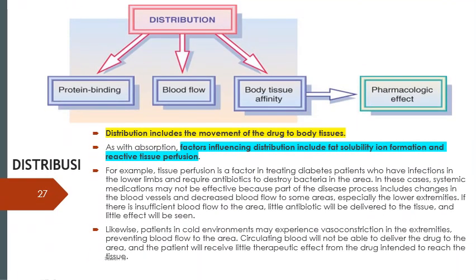Now let's talk about distribution. Distribution of drugs can depend on protein binding, blood flow, and also body tissue affinity. Then these all will cause the pharmacologic effect. It includes the movement of the drug to the body tissues. There are factors influencing distribution, including fat-soluble ion formation and reactive tissue perfusion.